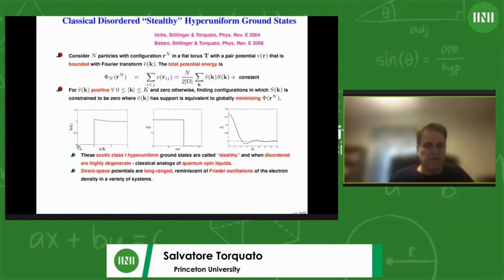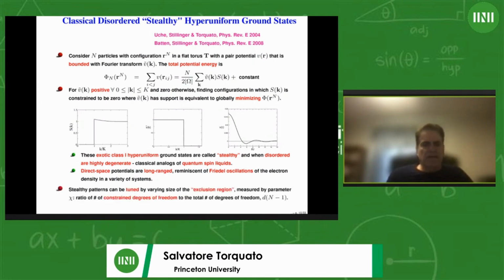We call them stealthy because there's no single scattering for all these wave vectors. And when they're disordered, they're highly degenerate. In the infinite system limit, they actually become infinitely degenerate. And so you can think of these as classical analogs of quantum spin liquids.